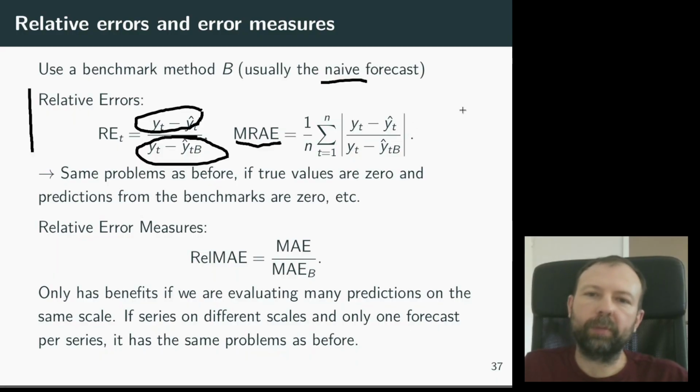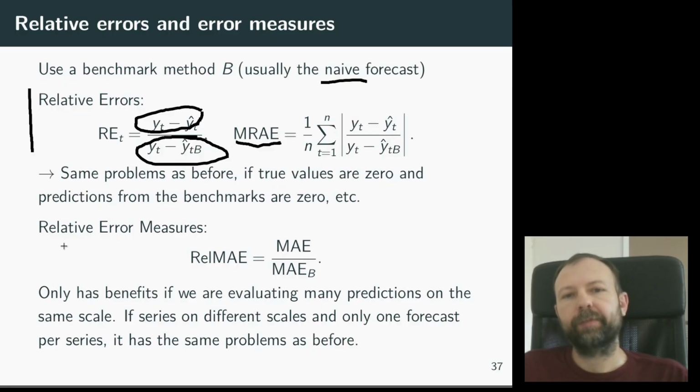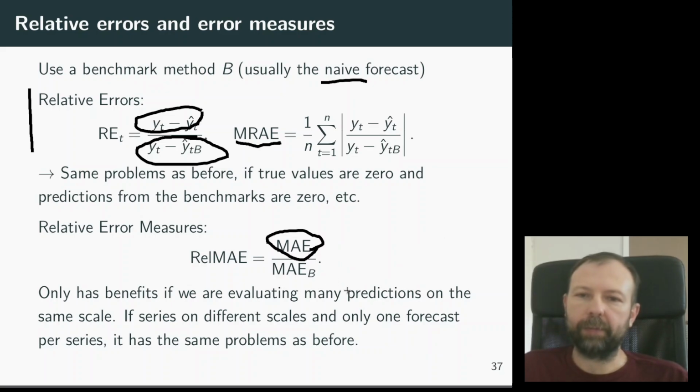Yeah, it has the same problems as before, if the true values are 0 and predictions from the benchmark are 0, etc. So that's why people said, let's do relative error measures instead. So instead of doing at first the division and then the sum, why don't we first do the sum and then the division? So let's get the mean absolute error, which is the mean over all the absolute errors, and then divide that by the mean absolute error of this benchmark.